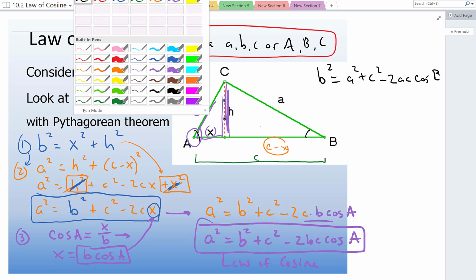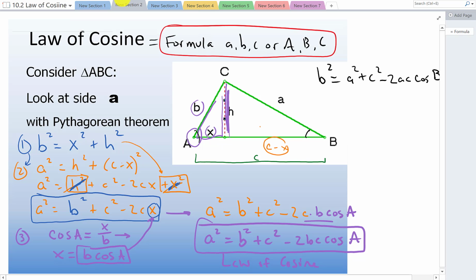And a similar version of this, let's do blue, would be C squared. And you can kind of start seeing there's a parallel relationship between the three formulas. And so really the three formulas are just one formula. They're just different variations of the same thing. But C squared would be A squared plus B squared, minus 2AB, and then it's going to be cosine of big angle C.